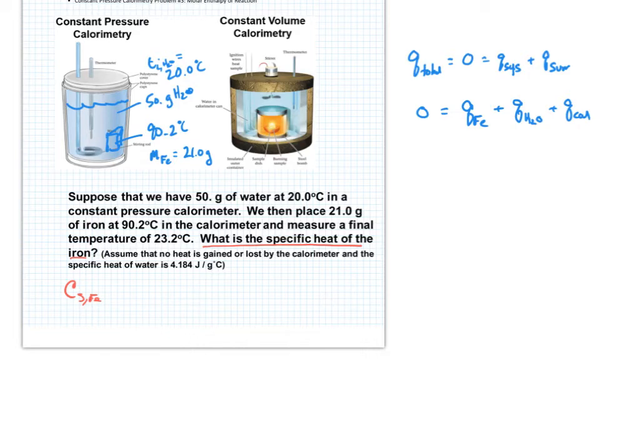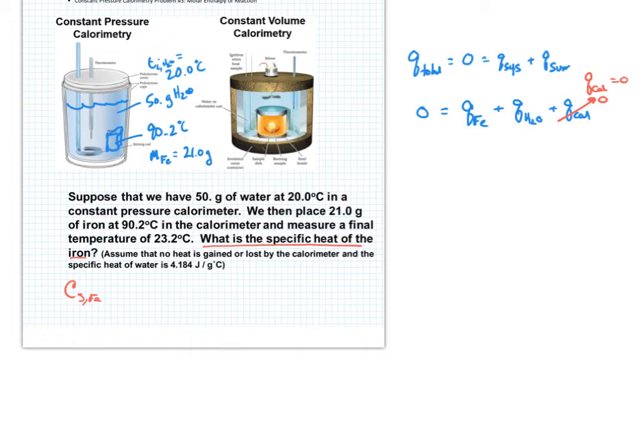Now, this little hint right here: assume no heat is gained or lost by the calorimeter. Specific heat of water is this. What that sentence means is that Qcal is equal to 0, or in other words, we can cross that term off the equation. So now I'm going to simplify this equation and solve for one term on one side of the equation and one on the other.